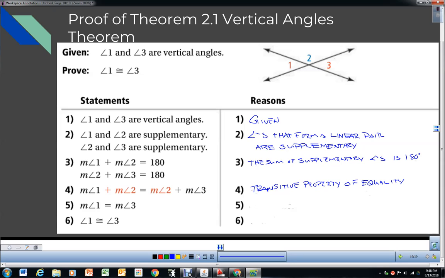So now, let's take a look at the next one. Angle 1 is equal to angle 3. What we've done here is we've taken away the 2. Because if you were to bring this over here, whatever this number is, let's say it's 30 degrees, this would be 30 degrees. Well, I subtract 30 from this side, it cancels out. So that cancels out by the subtraction property.